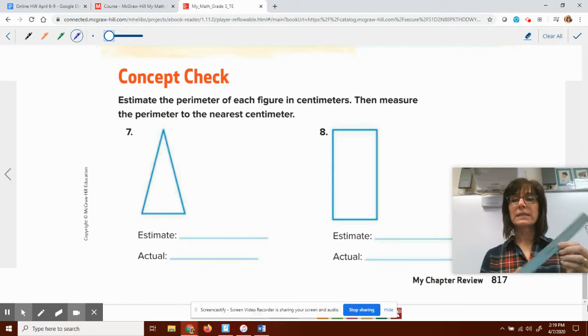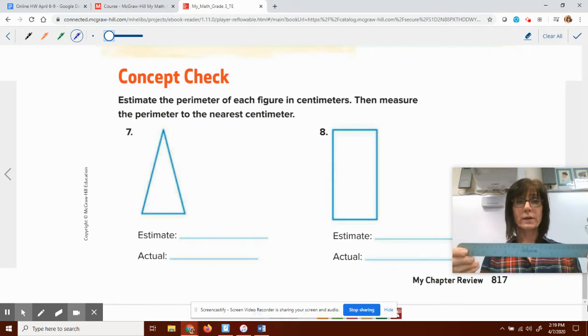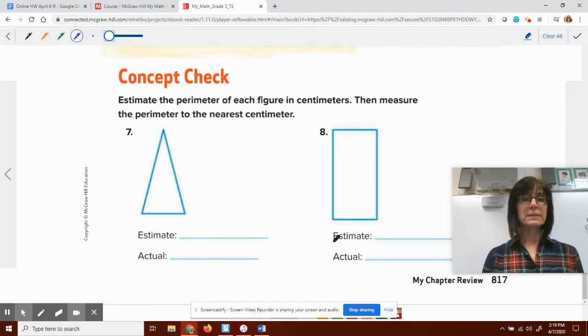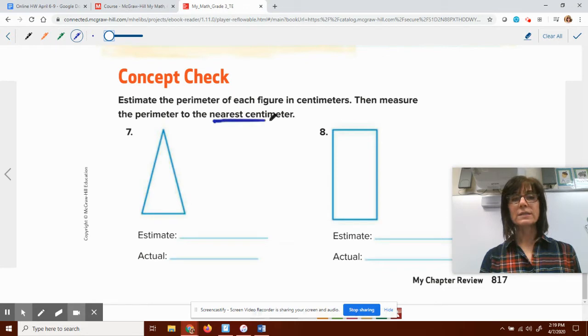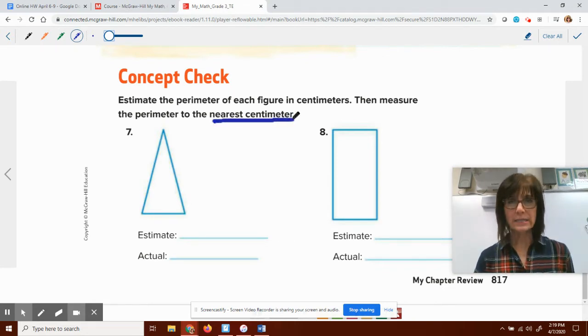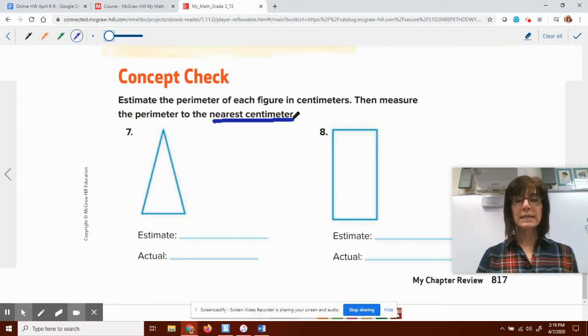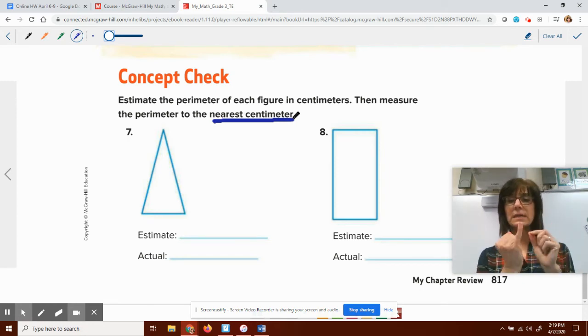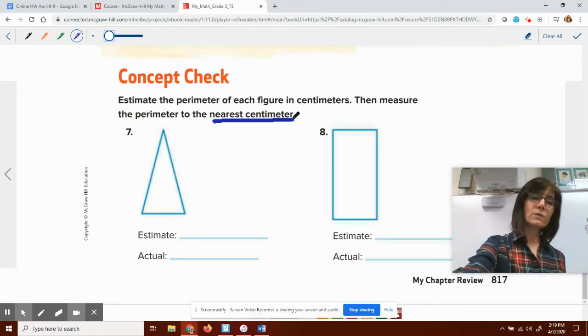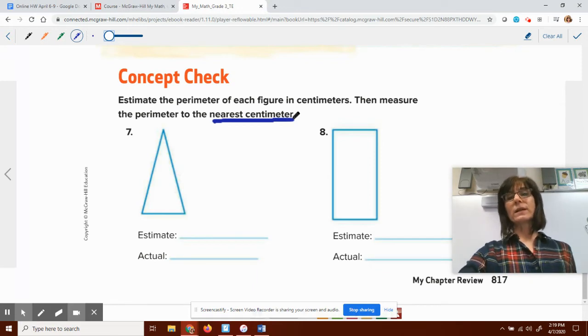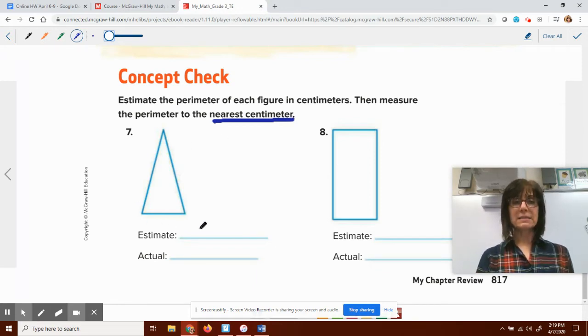So if you could find a tape measure at home or a ruler, you want to take a look at each one of these shapes and give a guess how many centimeters, because they want it to the nearest centimeter, they would be. A great way to estimate centimeters is to look at your pinky nail. Across is almost a centimeter. So if you would take that along the triangle and then maybe along the rectangle, you can give your estimate.